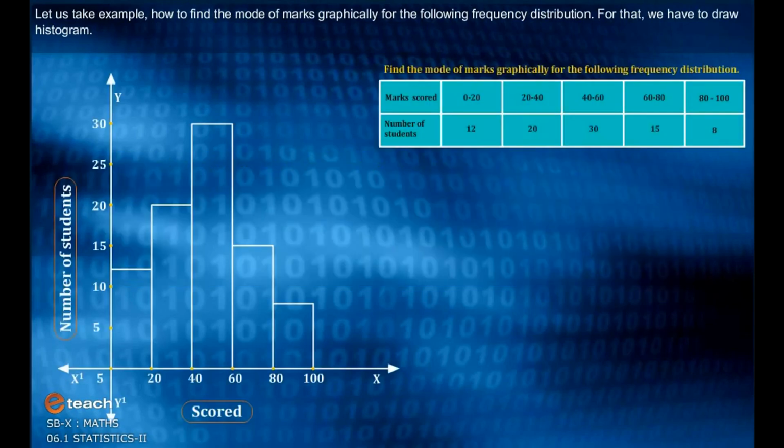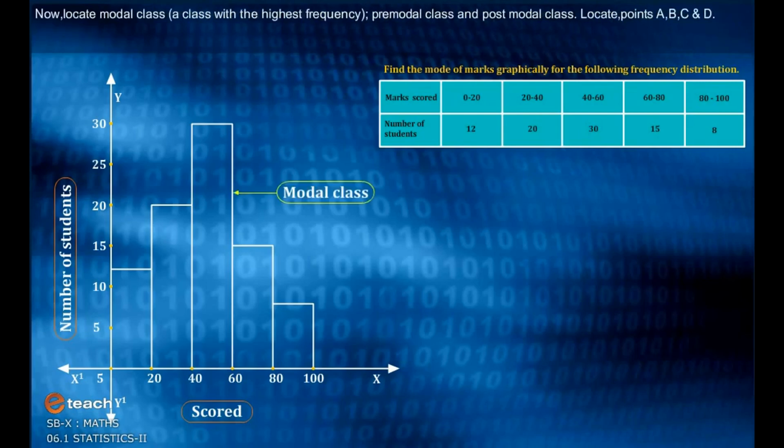For that, we have to draw a histogram. Now, locate the modal class, the class with the highest frequency, the pre-modal class and the post-modal class. Locate points A, B, C and D.